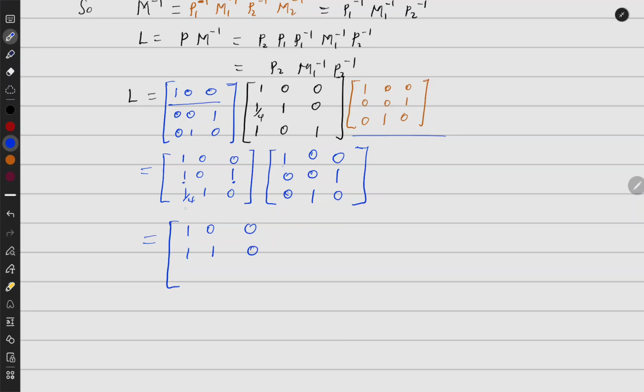Then again, get the first row, multiply by a quarter, and add the second row. First row multiply by a quarter, add the second row. This multiply by a quarter, add the second row. So this is a 1. So this is our lower triangular matrix.